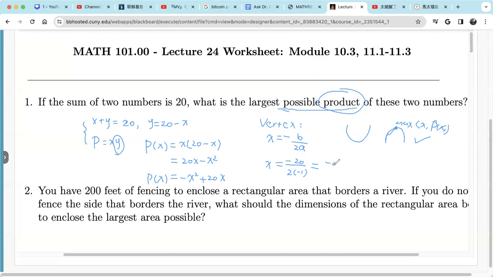So we get a -20 divided by -2. Negative divided by negative is positive. 20 divided by 2, so we get a 10. So x equals 10. Now we need to find, so one number is 10. And the other number, so y equals 20 minus 10, also 10. So x is 10 and y is 10.